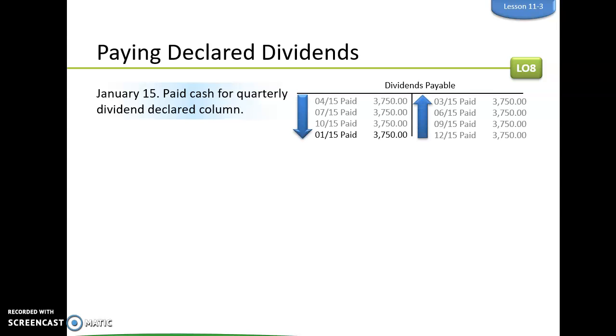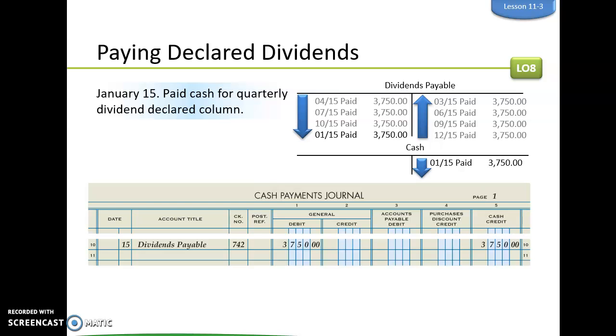So here's what it looks like. We paid cash for our quarterly dividend declared column. So we paid the $3,500. Dividends payable, we had that payable set up and now it's time to pay it. So we're going to debit dividends payable to clear that out. And then, of course, we're going to credit cash because we are reducing the amount of cash we have because we're paying the money. So here's a shot of our cash payments journal and what it would look like.